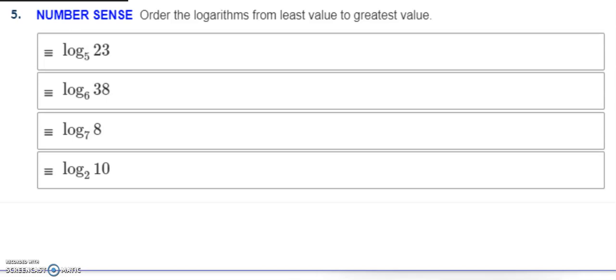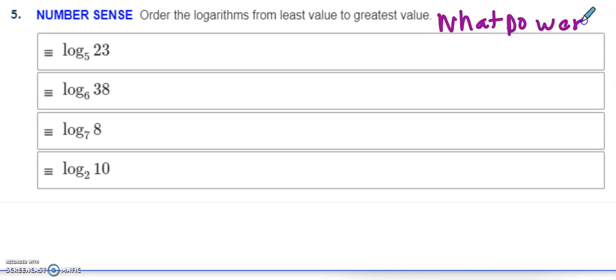Hi, so a couple of students asked about this question from the Big Ideas assignment, ordering the logarithms from least value to greatest value. So first of all, you could just type it in your calculator if you have that change of base, where you go to math and then scroll up to see where it says log base. But also we want to think about that question of what power.